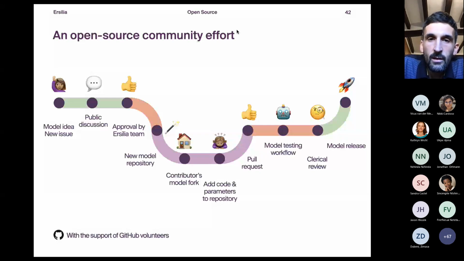And for ensuring that, you need to have an actual workflow that ensures that the quality of the models that we are incorporating is good enough, and that everything works and is tested. So how this workflow works is we have a user that has a new model idea. Let's say that they have found a paper in Cell that provides a machine learning model. They raise an issue in our public platform. There is discussion about this model. At some point, our core team approves the incorporation of this model.